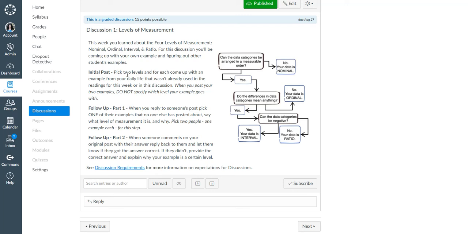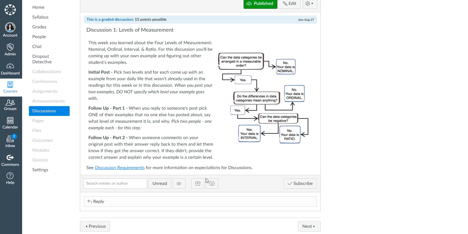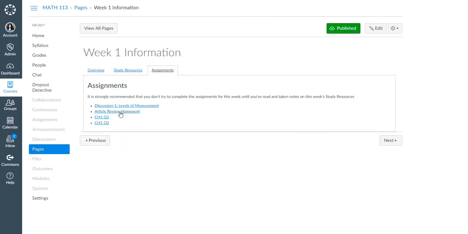Remember, the initial post is due this Thursday, and follow-up part 1 is due by Sunday. Follow-up part 2 is just for whenever someone responds. So you might even want to check back the following Monday, the 28th, and see if someone has posted a reply to one of your posts. So that is discussion 1, levels of measurement.